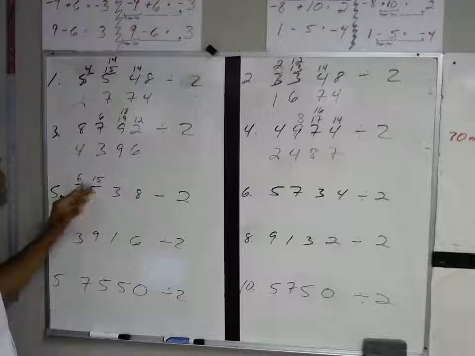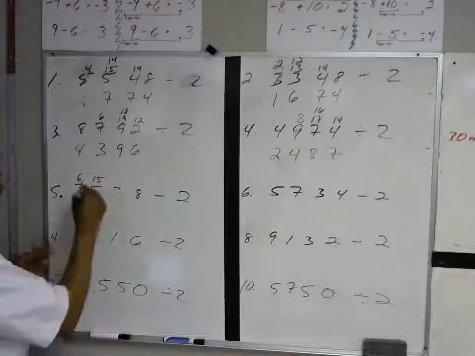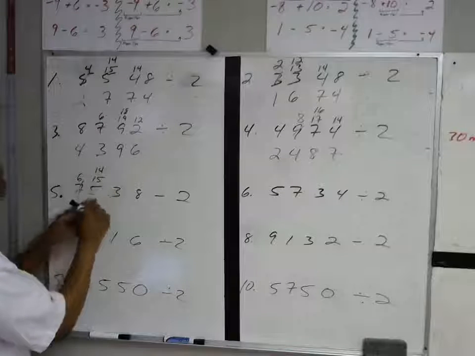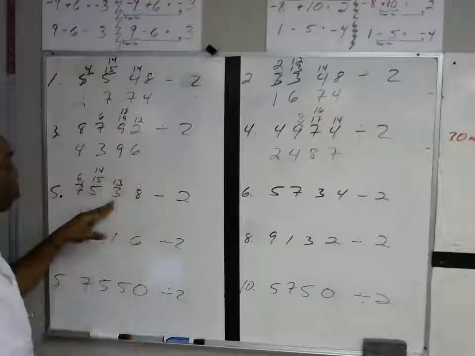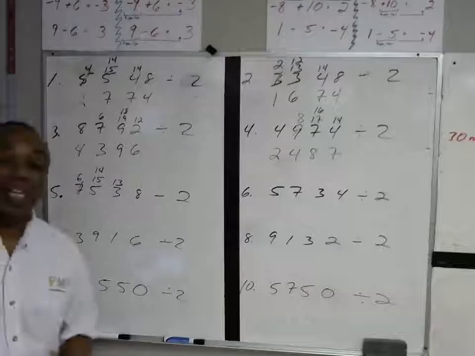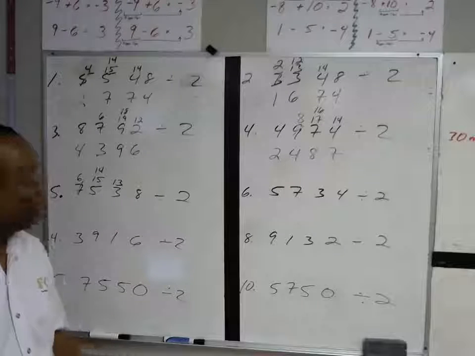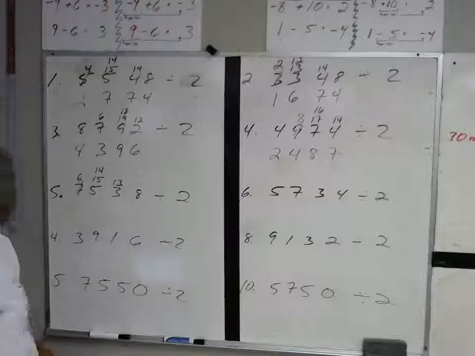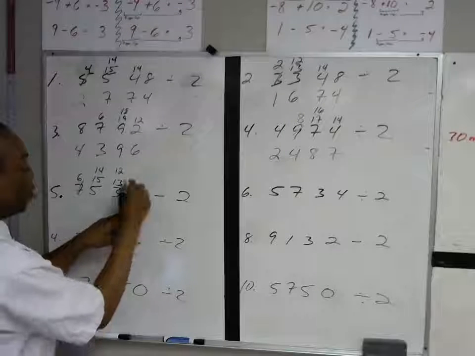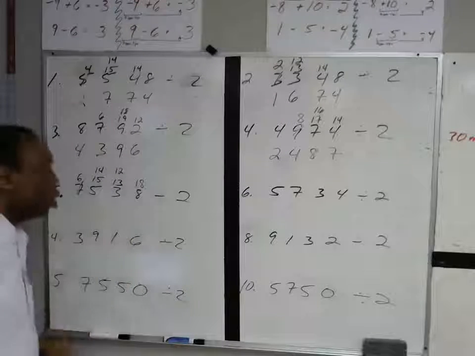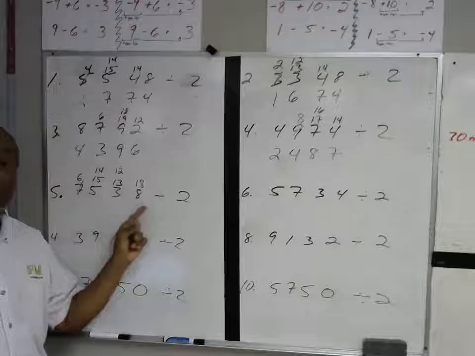Okay. Now we cannot take half of 15, so we're going to borrow 1 from there. It'll make it 14. And the 1 borrowed goes here to the 3 and makes that 13. We cannot take half of 13. It's an odd number. So we'll borrow 1 from there, and it'll become a 12. The 1 goes over here to the 8, making that an 18. So now our numbers are 6, 14, 12, and 18.